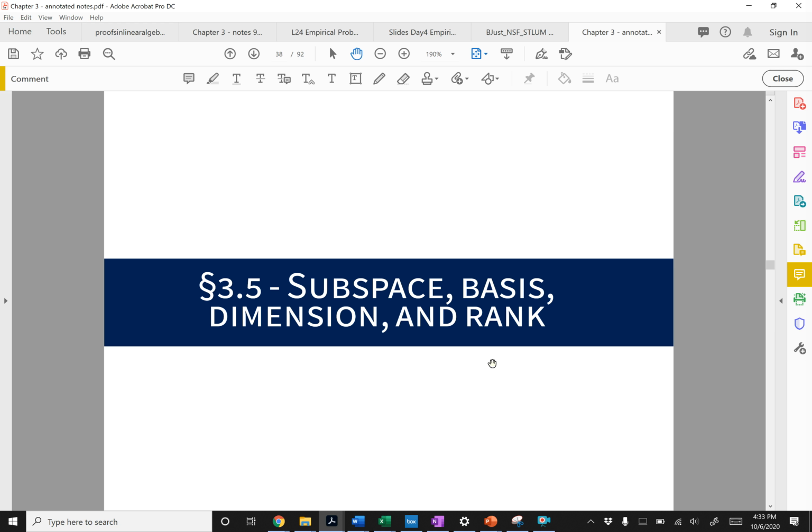The idea of a subspace or a space is when you're in a world where no matter which vectors you take linear combinations of, you stay in that world. That sounds a lot like a span, and it turns out spans are subspaces. The spans of vectors are subspaces.